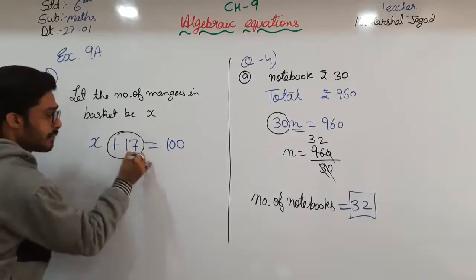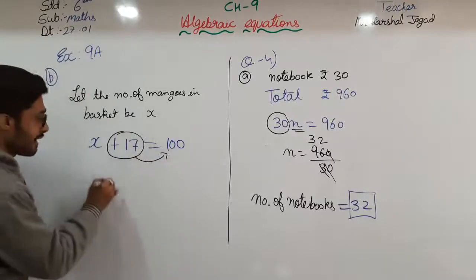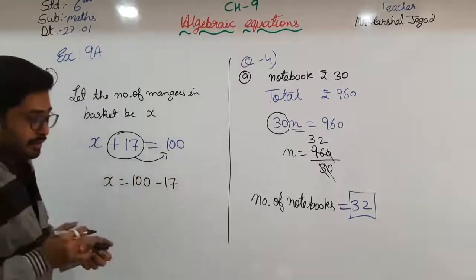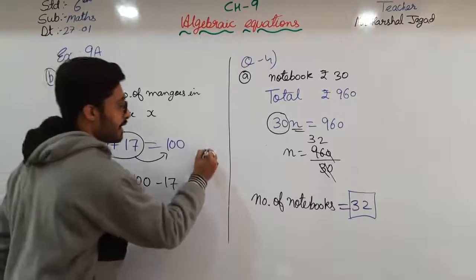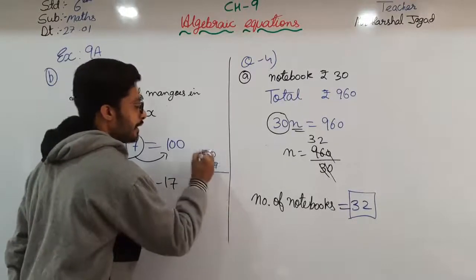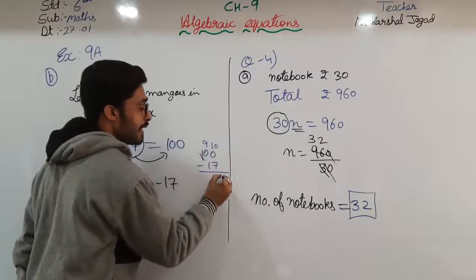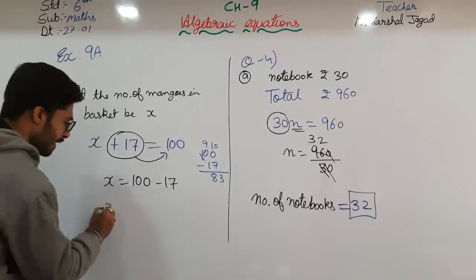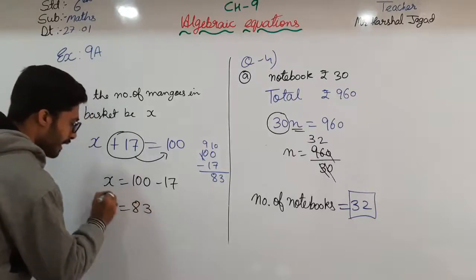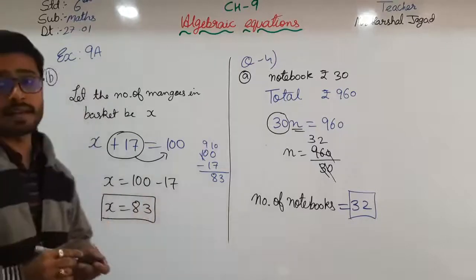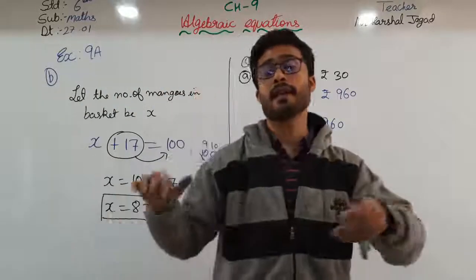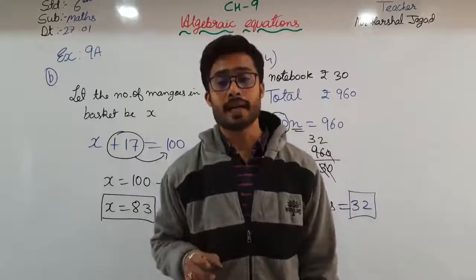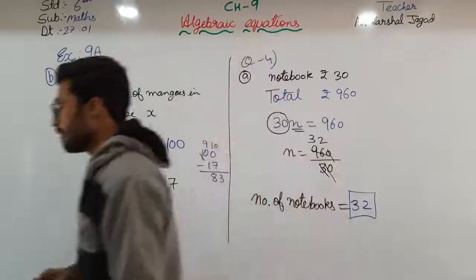So this is plus, when it moves to this side, X is equal to 100 minus 17. So 100 minus 17, if I just do that, here it will be 9, here 10, here 3, here 8. So there were 83 mangoes in the basket, and then 17 were added to make that basket full of 100 mangoes.